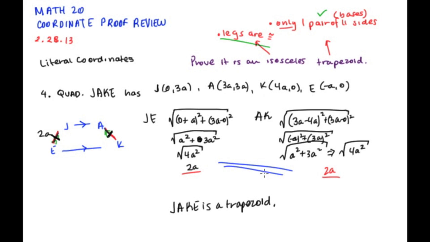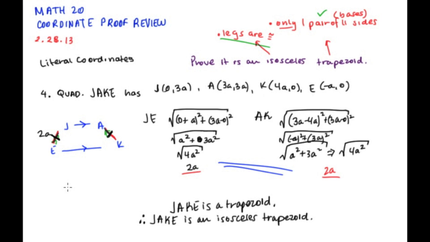They are equal, and so we can say that JE is indeed congruent to AK, and therefore, I wrote it wrong. Let me undo that. Therefore JAKE is an isosceles trapezoid. So it's a bit more technical when you use literal coordinates, but basically it's the same thing.